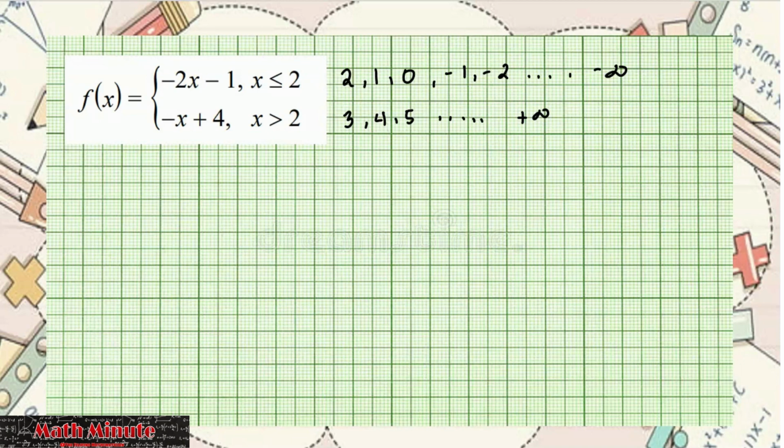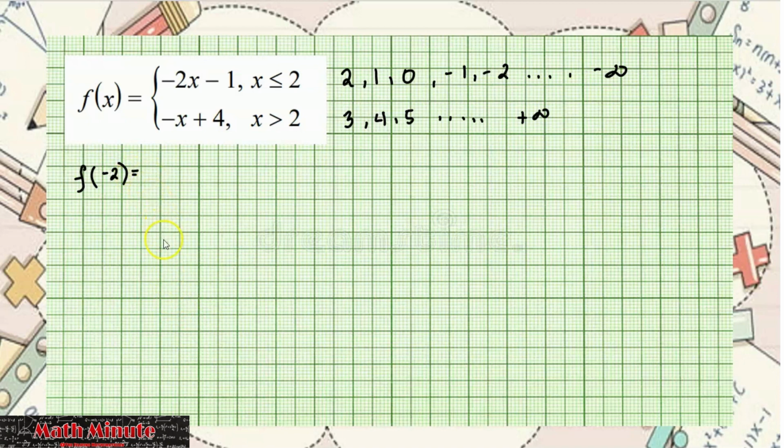Using this piecewise function, let me give you some values of x that we need to solve. Suppose we have f of negative 2. Here, we need to decide which function should be used. Should it be negative 2x minus 1 or should it be negative x plus 4? Look at the domain and you will know which definition you should use. Since negative 2 is less than 2, we need to use negative 2x minus 1.